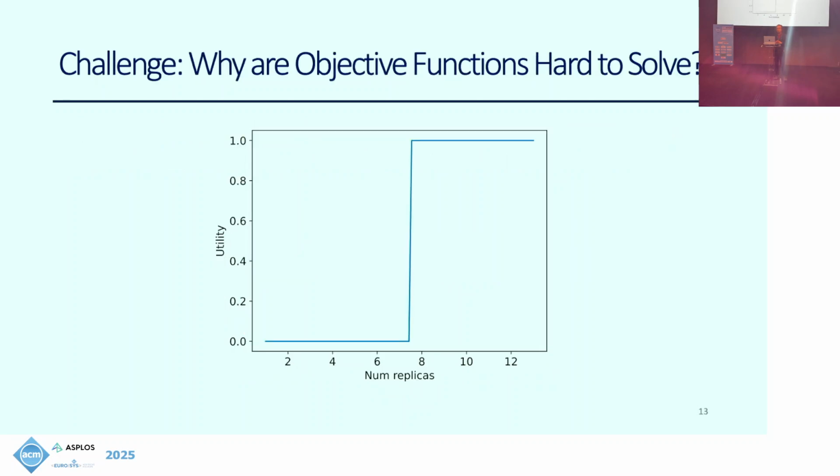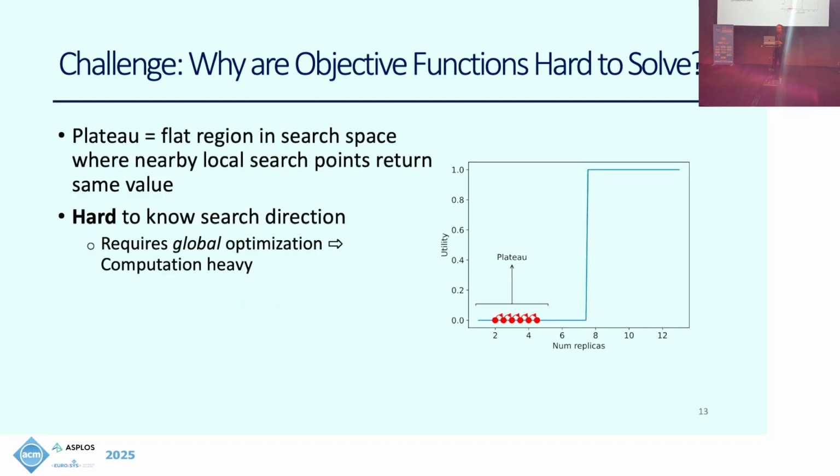Why are they so slow? Why are they so hard to solve? Well, the issue here is that you have what are called plateaus in the search space of the optimization package itself, while it's trying to solve the equation. A plateau is a flat region in the search space where nearby local search points return the same value, so you don't know which direction to turn. It's kind of like being lost in a big sea of snow where everything is white and you don't know which direction is the city. That's what that looks like here.